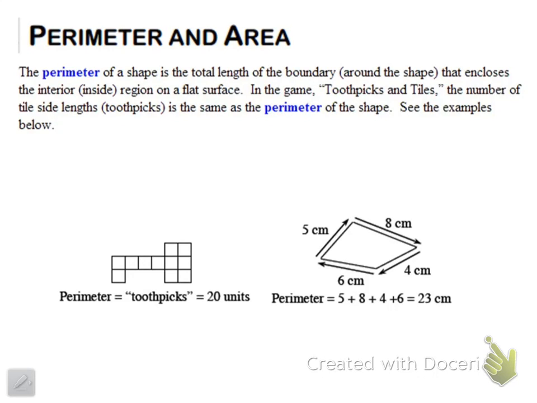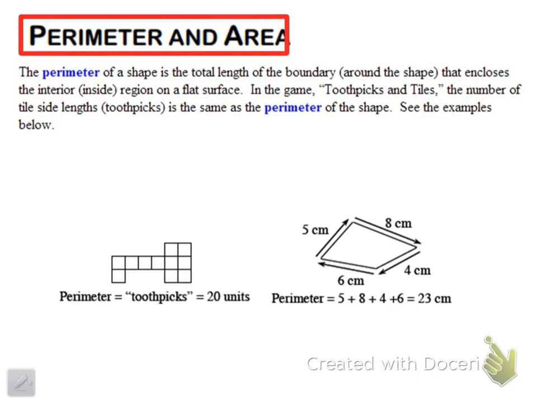In today's school lesson, we learned how to use toothpicks and tiles to help us represent perimeter. Today we're going to go a little bit deeper with what perimeter and area are. I'm going to read the paragraph and I want you to follow along as I read and take any notes that you feel you need to take.